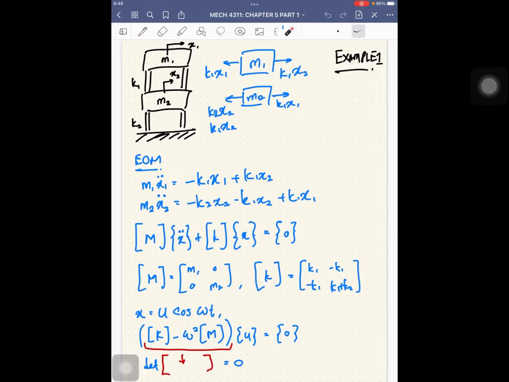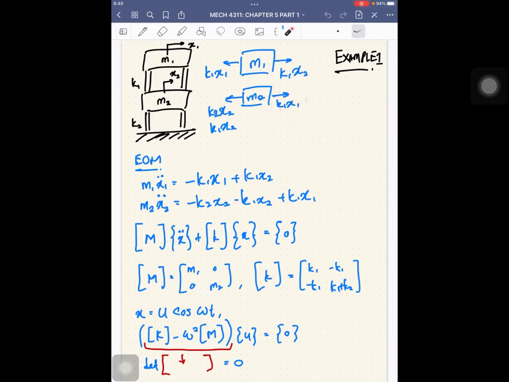So here I'm going to show you the side to side movement or motion, which is basically the same as the simple mass and spring system. So we have K1 X1, the one in the opposite direction, and K1 X2. In M2 we have K2 X2, K1 X2, and the positive side is K1 X1.